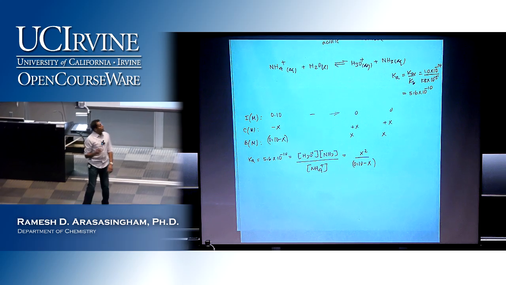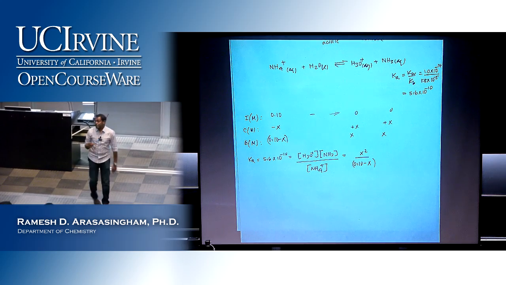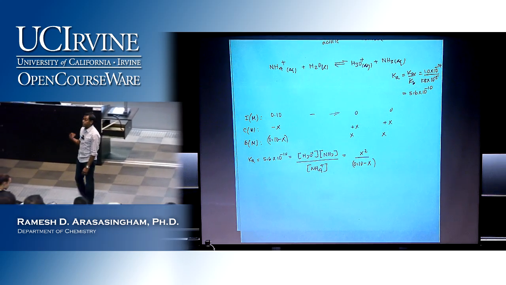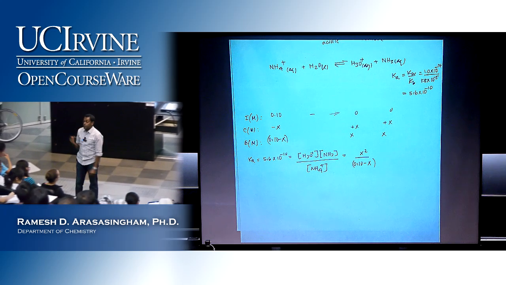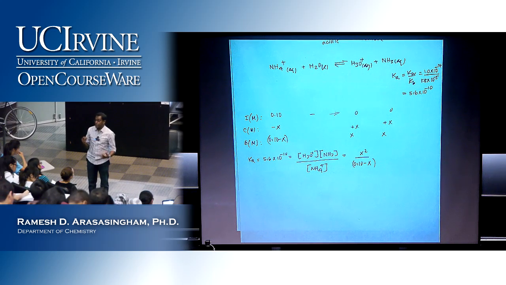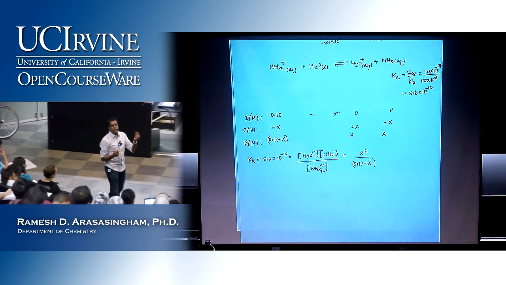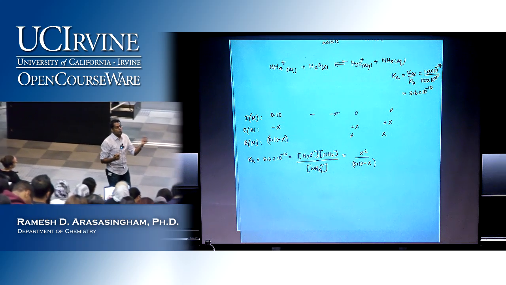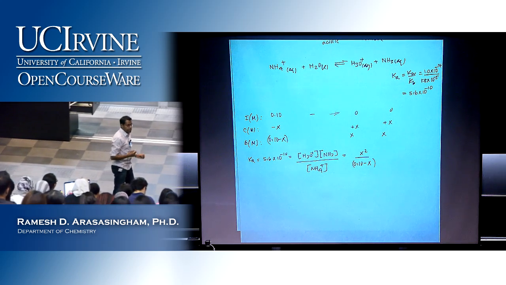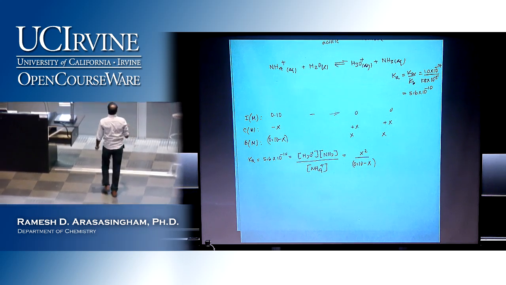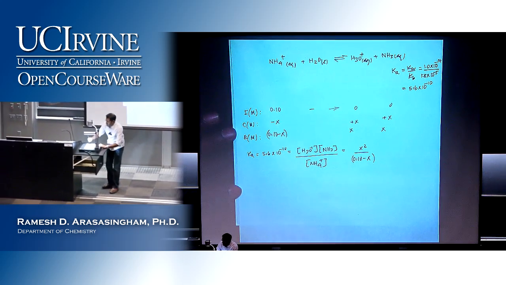Now, look at our Ka value. Our Ka value is 10 to the negative 10. That's a really, really small Ka value. So can I make an approximation here? Yes. If Ka is that small, I know that x is going to be really small because it's going to only react to a very small extent. So that means I can make the approximation.